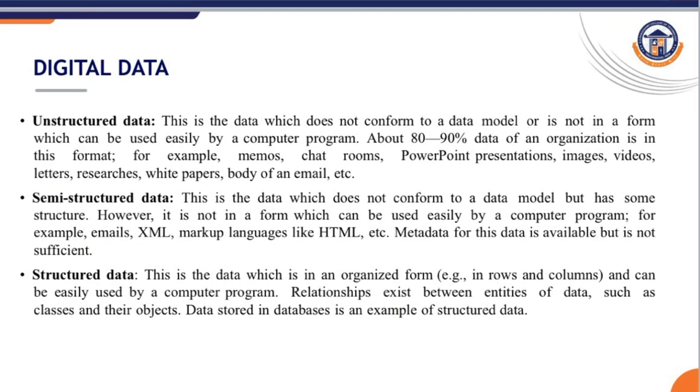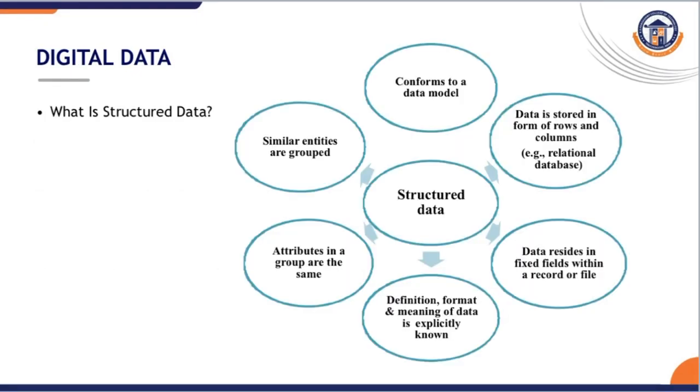For example, relationships exist between entities of data such as classes and their objects. And most of the data stored in databases is said to be structured data. The characteristics of unstructured data are displayed here in this cycle diagram. It does not conform to any data model, cannot be stored in the form of rows and columns as in a database, is not in any particular format or sequence, is not easily usable by a program, does not follow any rule or semantics, and has no easily identifiable structure.